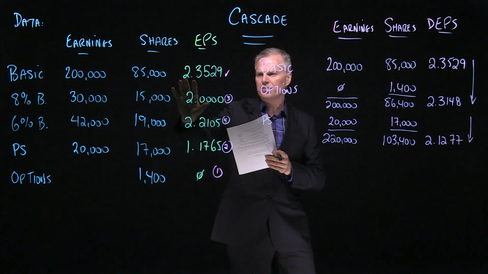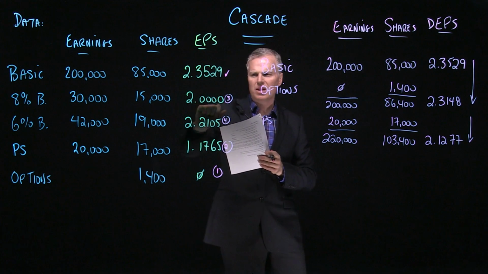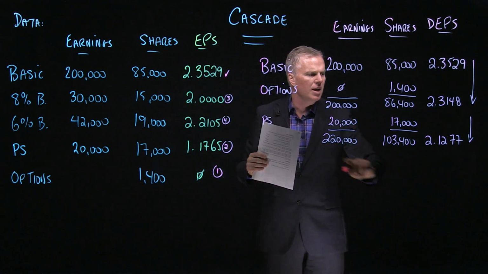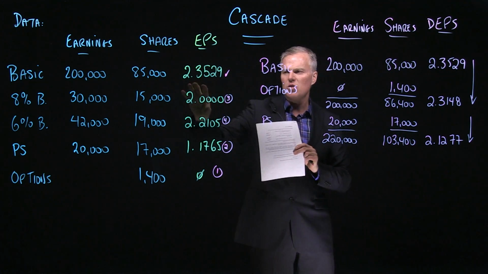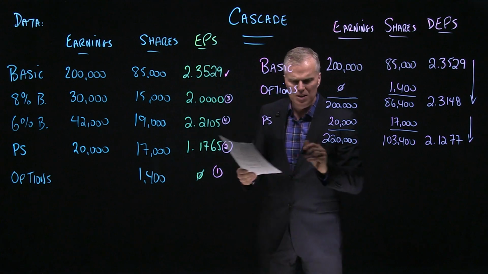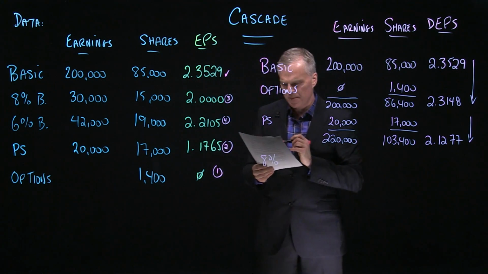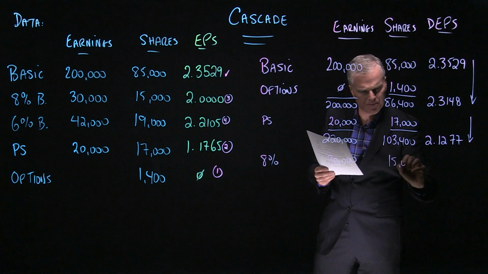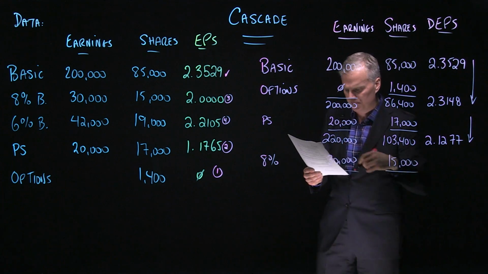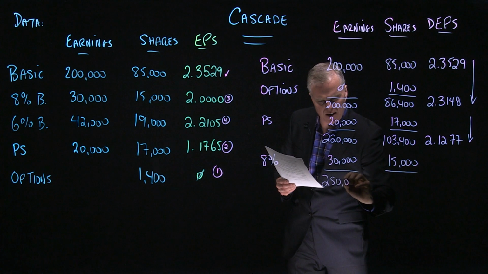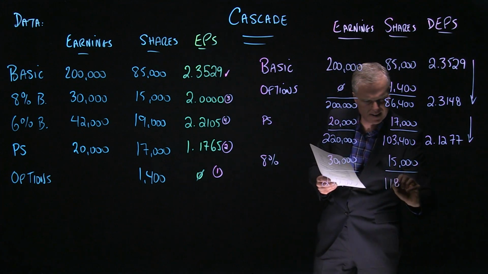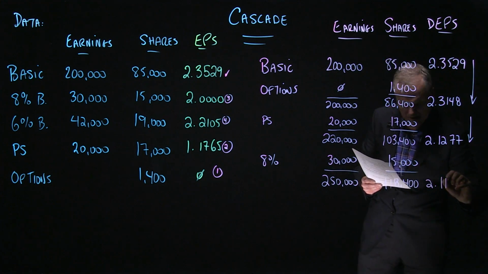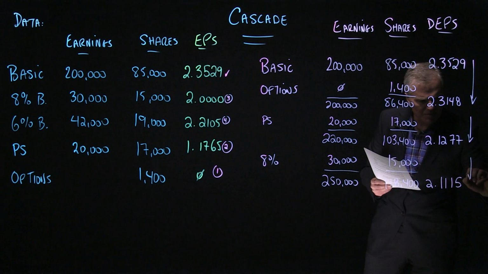My next value is here, number 3, the 8% bonds. Now this is 2, this is 2.12, so I know that when I put this into the schedule, it will cause this number to be lower. Why? Because it is already a lower value. So 8% bonds, let's put those in there. 30,000, 15,000, recalculate it. 250,000, 118,400. We now are at 2.1115. Again, I'm going lower.